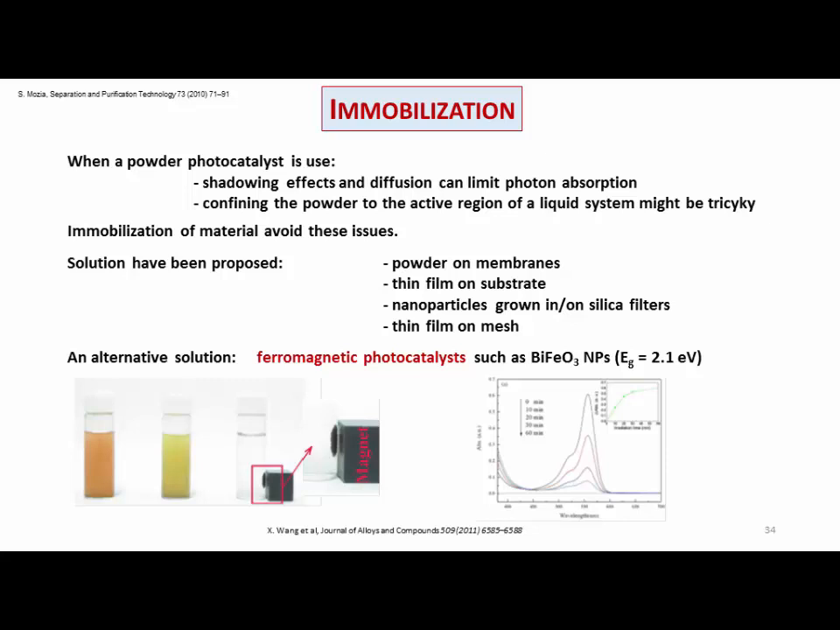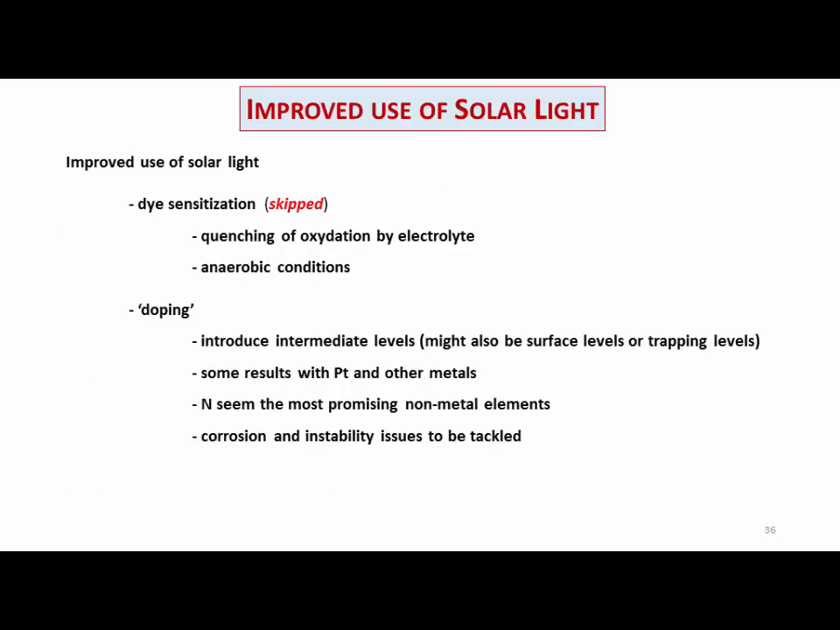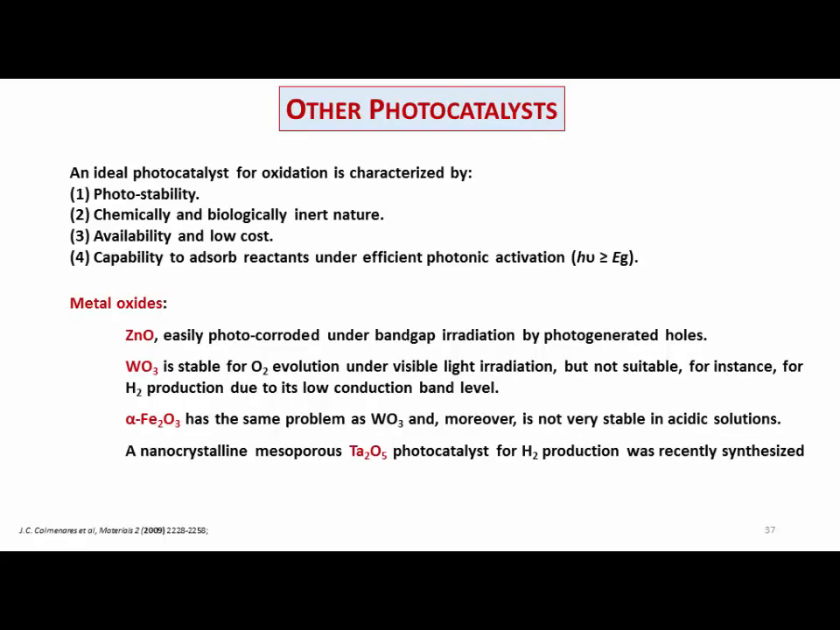Immobilization is one issue. One alternative way is using ferromagnetic photocatalysts, because in this case, with a magnet, you can stop the flow. You see, this is simply powder form, you put a magnet, and you stop your photocatalyst from moving outside of the system. Then you have plasmonic photocatalysis, and so on. You try to improve the use of solar light in a different way. You change other photocatalysts. I think it's not the only one.